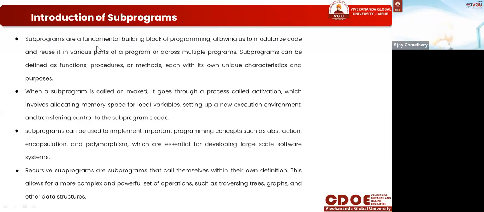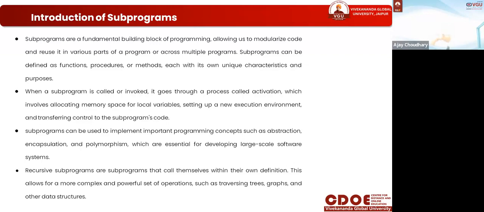So subprograms are a fundamental building block of programming, allowing us to modularize code and reuse it in various parts of the program. It means when we write a program and reuse it, we write another program for that. These small programs we include in our whole program, and these small programs are called subprograms, or across multiple programs. A subprogram can be defined as a function, procedure, or method. So this is a subprogram. It is not just any term. It may differ many times, like functions, many times like procedures, many times like methods.